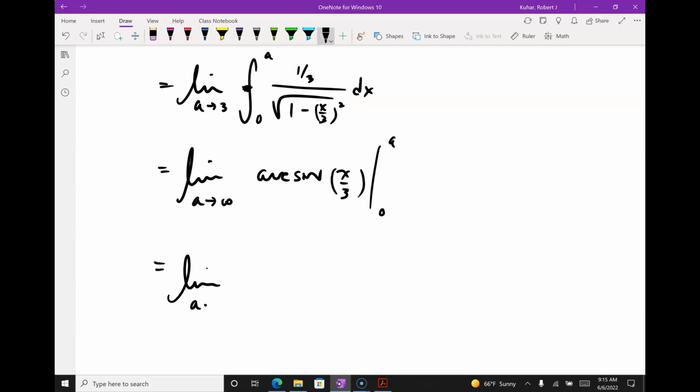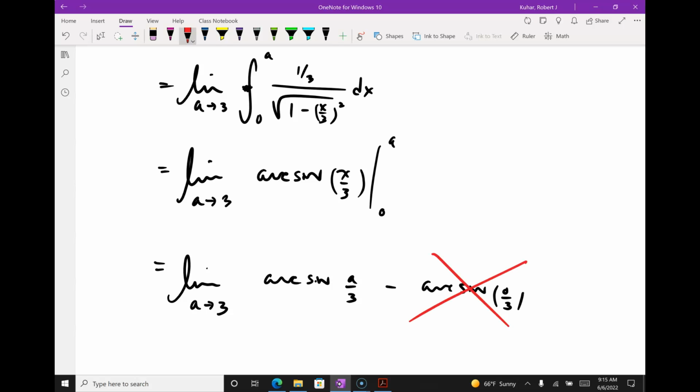So it's the limit as a goes to 3 of the arc sine of a over 3 minus the arc sine of 0 over 3. And I need the limit of the whole thing, but only a is there, so I really only need that, right? This is 0 anyway, right? Sine of 0 is 0, so arc sine of 0 is 0.